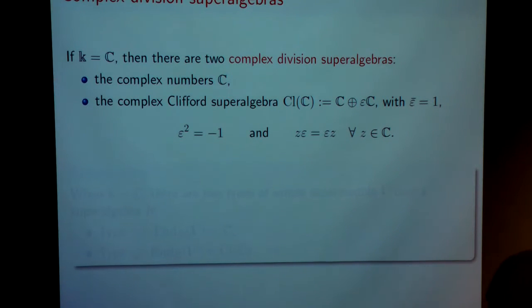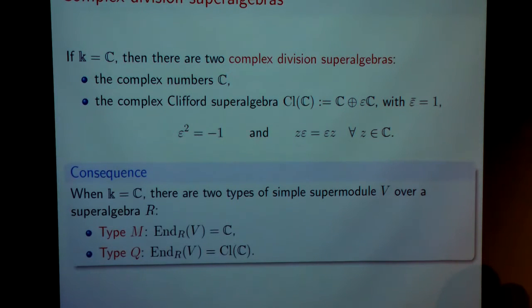So in the super world, let's start again with complex numbers. But now that we're in the super world, we have one additional possibility. Before we had the complex numbers, but there is one other complex division superalgebra, which is the complex Clifford superalgebra. Its even part is just a copy of the complex numbers. Its odd part is generated by this one extra generator epsilon. So bar is my parity, it has parity 1, it's an odd element. And it squares to either 1 or minus 1, depending on your conventions, and commutes with the even elements. So when you do Schur's lemma over the complex numbers in the super world, it tells you endomorphism algebras are one of these two things.